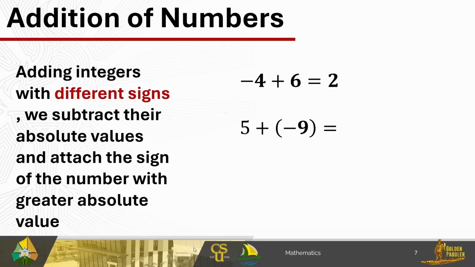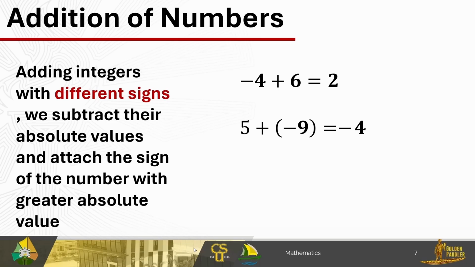Next, we have 5 plus negative 9, so we take 9 minus 5, which is 4, and since the sign of the largest number, which is negative 9, is negative, we take negative 4 as our final answer.